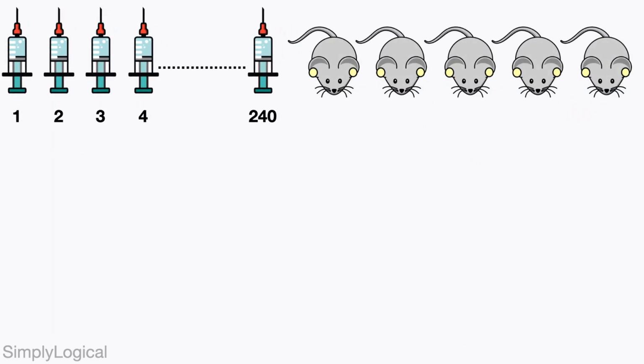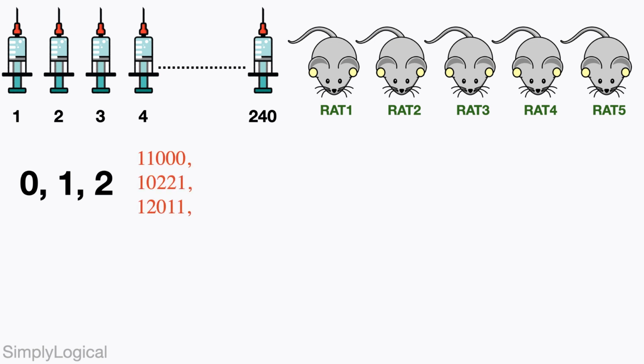Let's start solving this by naming the rats as rat 1, rat 2, rat 3, rat 4 and rat 5. Our next step is to label each injection with a number. We are using a 5-digit number with 0, 1 and 2 being the only digits in them. For example, our labels will look like 110000, 10221, 12011, etc. You may have the question, why 5 digits and why only 0, 1 and 2?